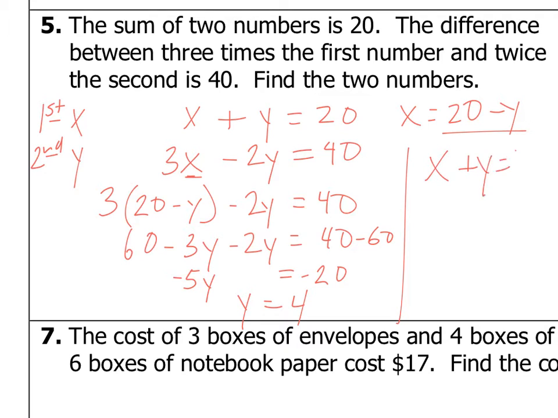X plus y equals 20. So in other words, x plus 4 equals 20, or x has to be 16. So again, find the two numbers, 16 and 4.